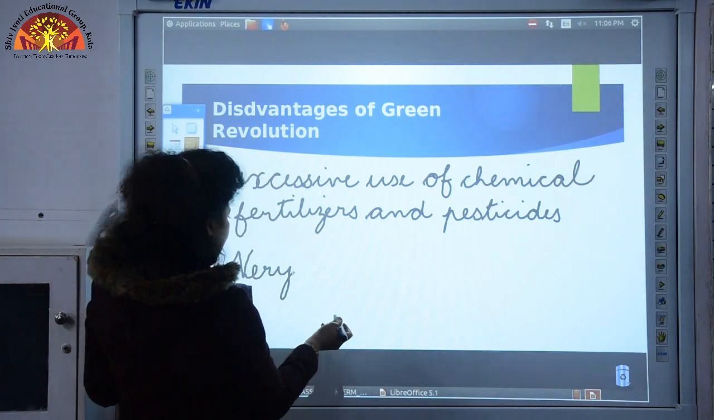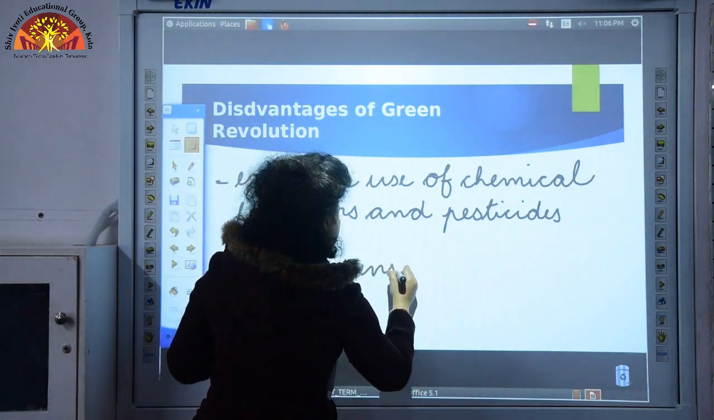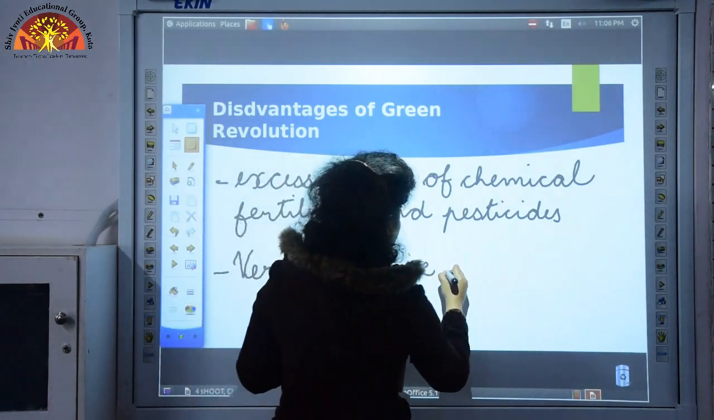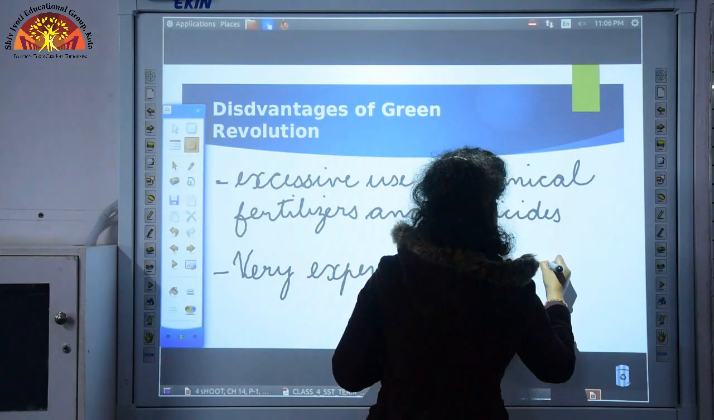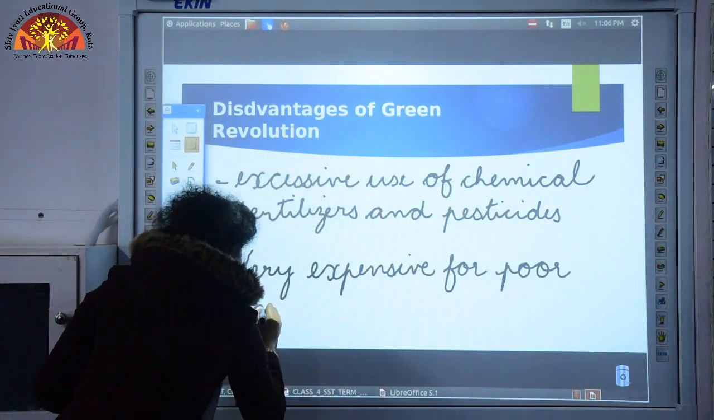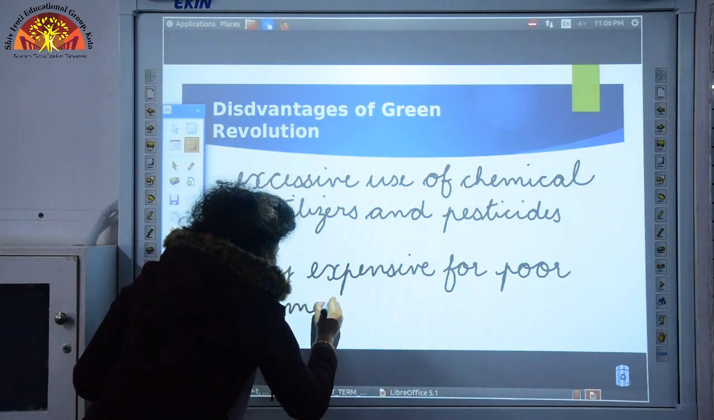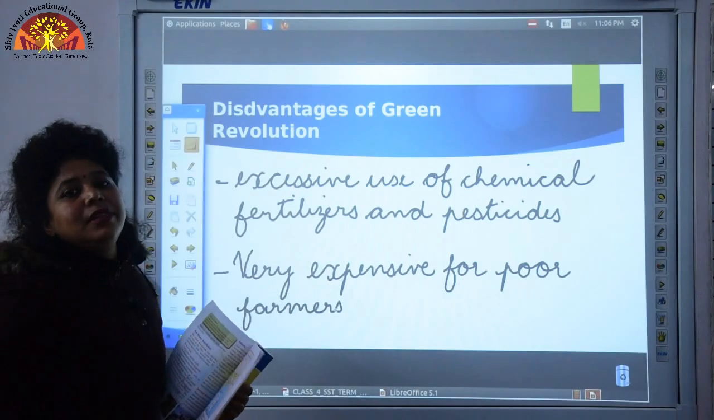Another disadvantage is that it was very expensive for poor farmers. You see, poor farmers cannot afford modern machineries.